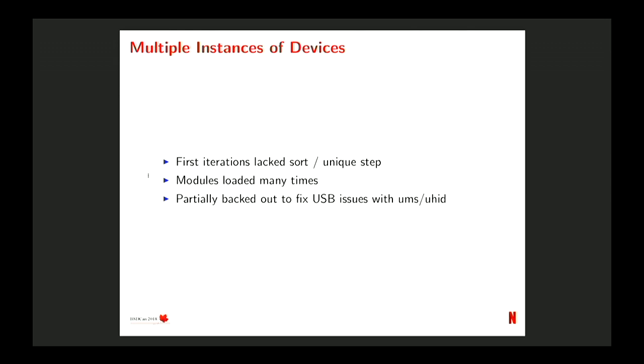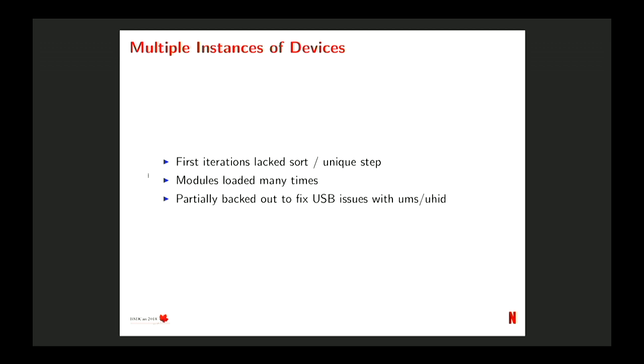So one of the problems that I came across fairly early on is the IOAT driver. There's a DMA assist engine that's in newer Intel CPUs that lets you do DMA, and there's like six or eight of them on at least the systems I had. And so we would try to load that driver eight times. The first time it would load and everything would probe, and then the second time it would load and say it's already loaded, and the third time too, so I would get a lot of noise saying this is already loaded. The solution was to sort and uniqueify the list of modules to load.